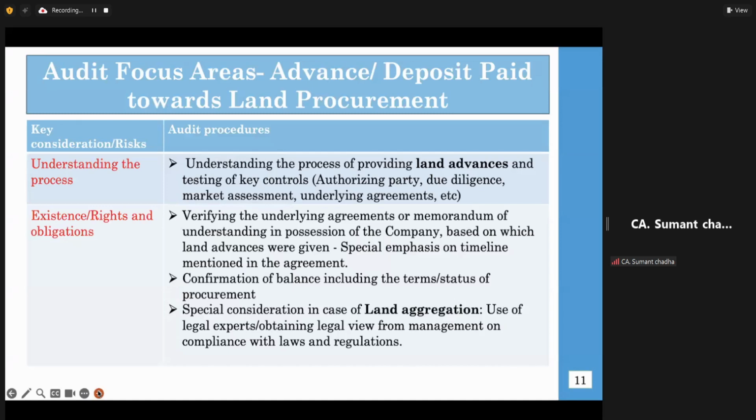Land aggregation, legal experts, legal opinion on compliance with the Urban Land Ceiling Act, etc. I don't want a forceful acquisition by the government because of violating that.